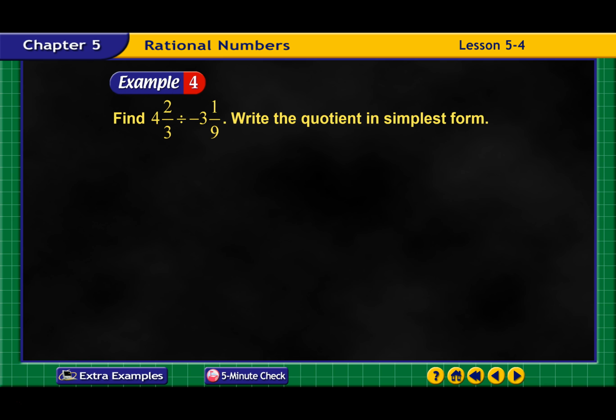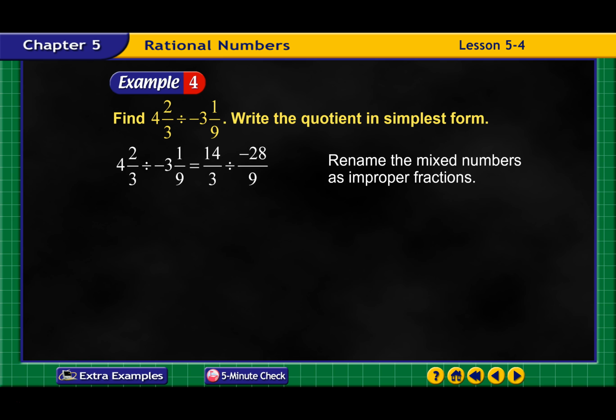Right, write this quotient in simplest form. Well, both of these we're going to have to turn into improper fractions. So we multiply 3 times 4 is 12, plus 2 is 14. 3 times 9, sorry, is 27, plus 1 is 28. It's a negative. Don't forget the negative sign. Don't be like me and forget those.